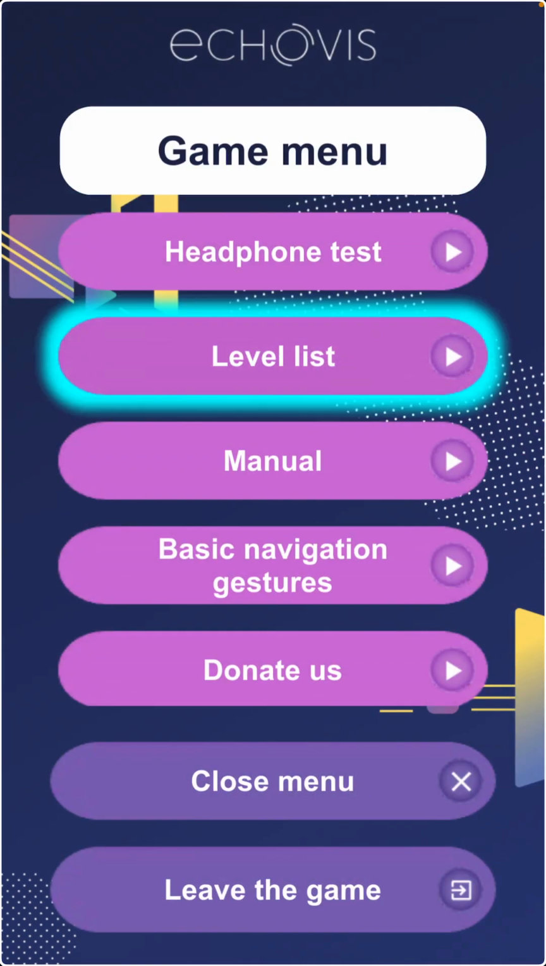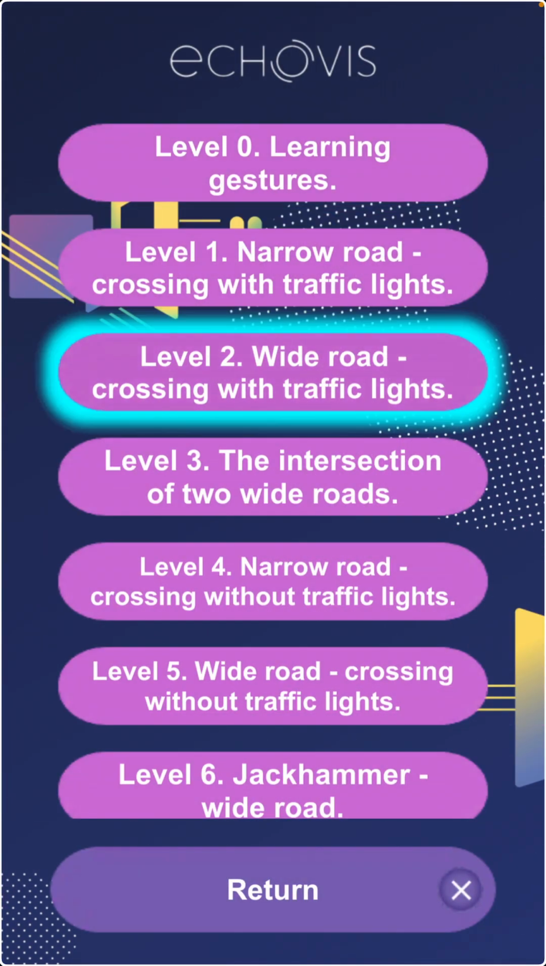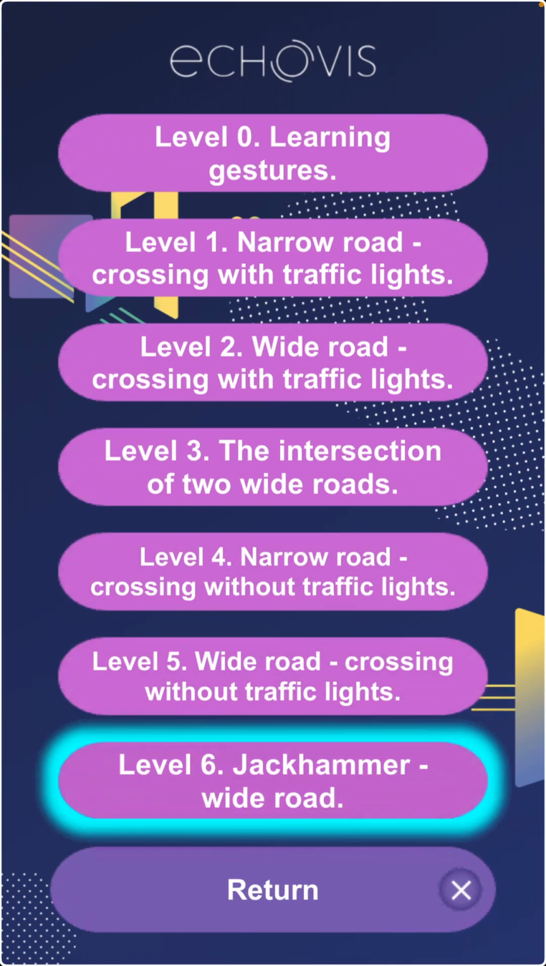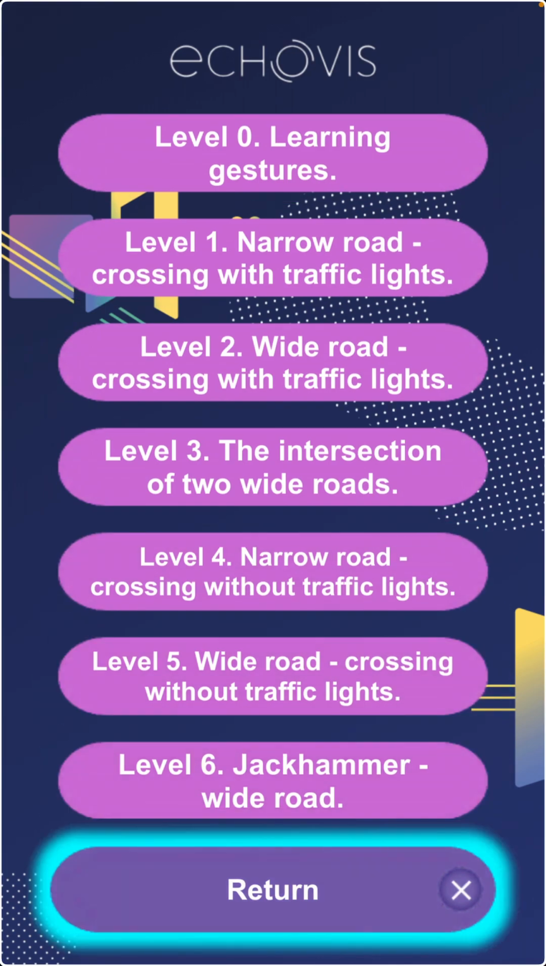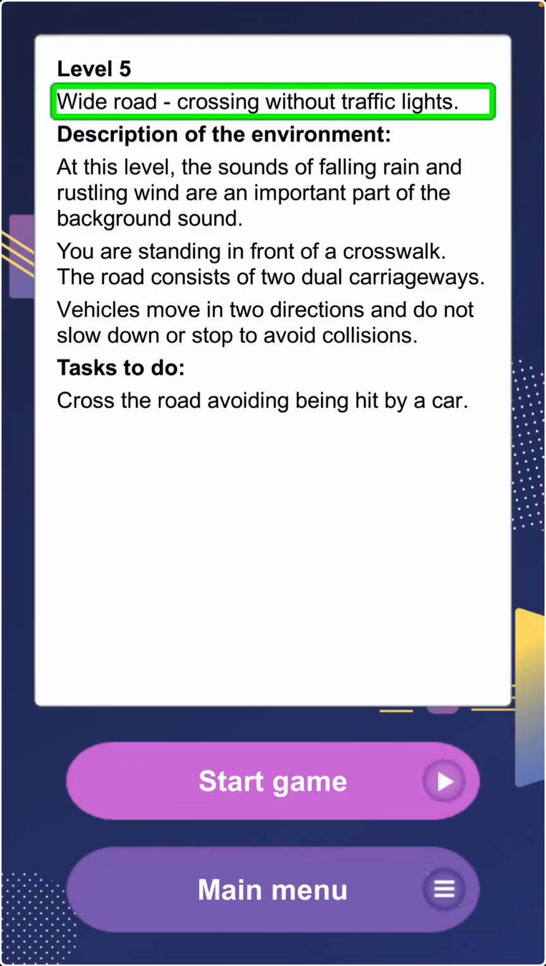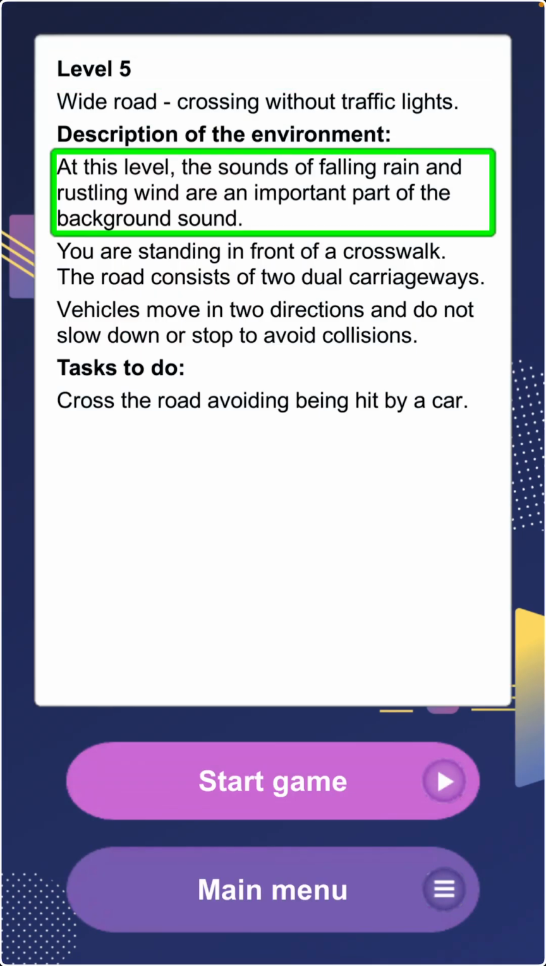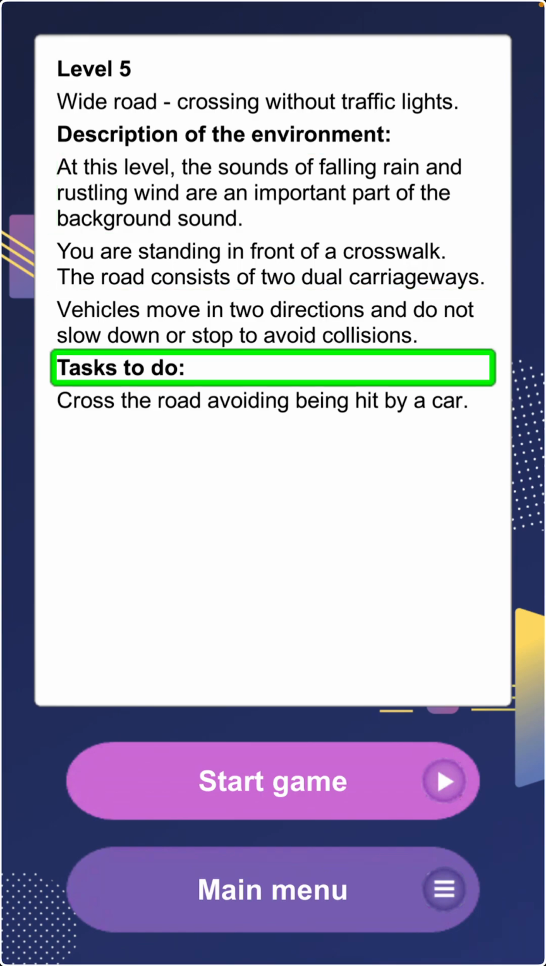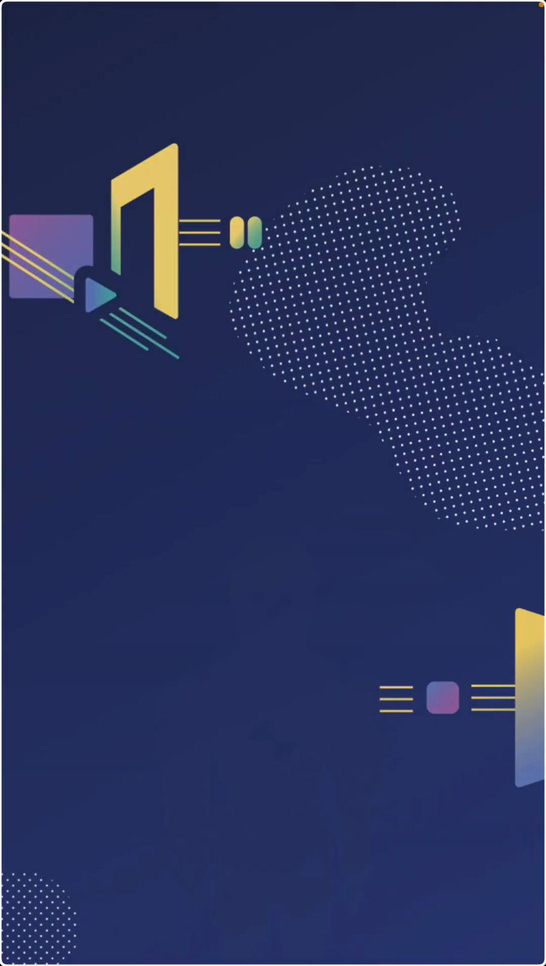Headphone test. Level manual. Level list. Level 0. Level 5. Wide road. Level 6. Level 5. Try the level. Wide road. Crossing with. Description of the environment. At this level, the sounds of falling rain and rustling wind. You are standing. Vehicle. Tasks to do. Cross the road. Avoid. Start game.